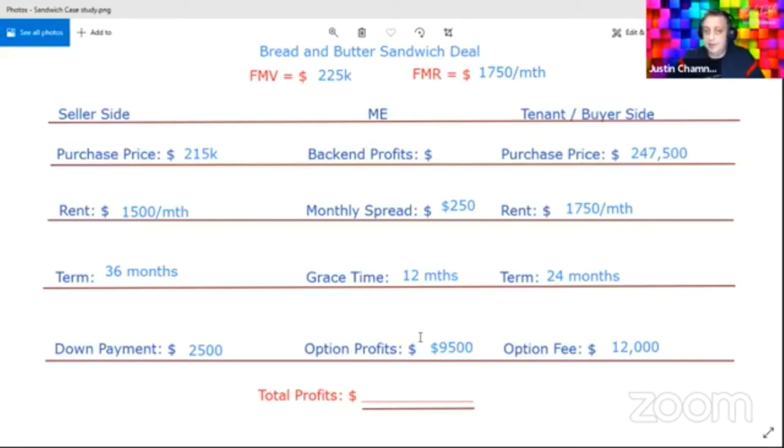That leaves $20,500. Now I'm going to add the down payment that I paid, because that got deducted off the purchase price over here on the seller side. So $215,000 minus $2,500. I'm going to add that back in. So my total profits on this deal on the back end would be $23,000.